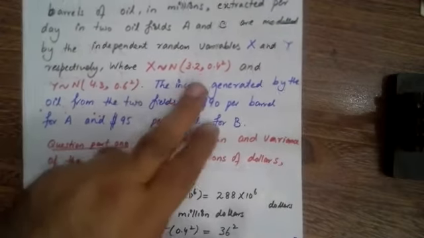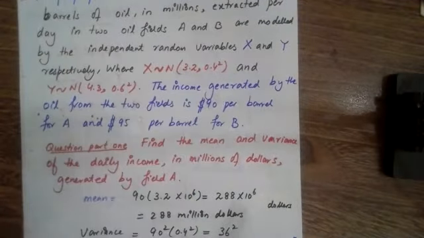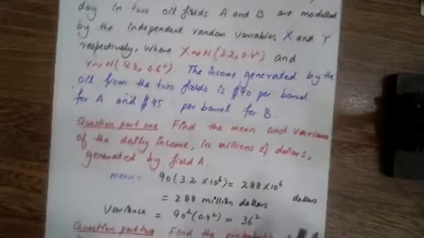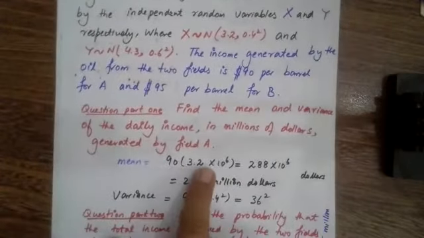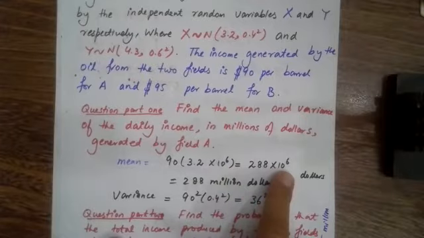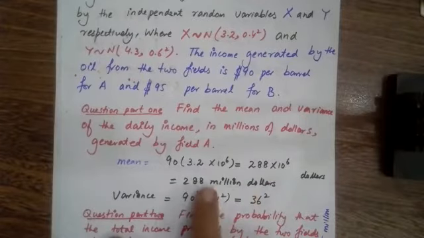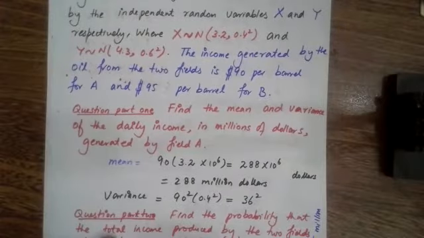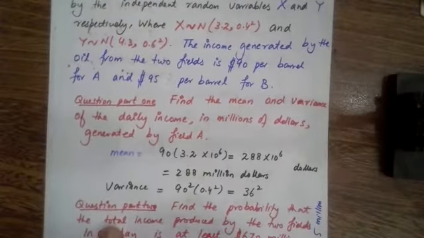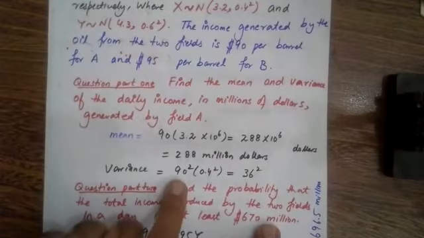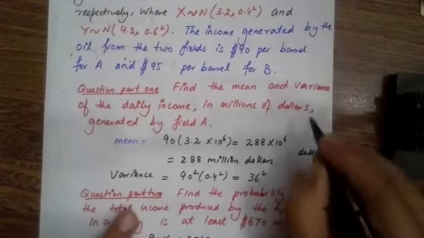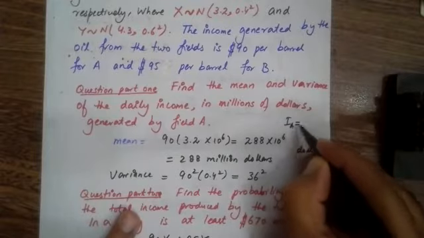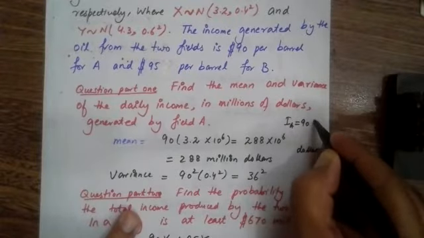Now field A produces 3.2 million barrels and we charge $90 per barrel. You just simply multiply 90 by 3.2 million and you get $288 million from oil field A. So $288 million is the average daily income generated by field A. And you can say that this income, I will call it I_A, is 90X.